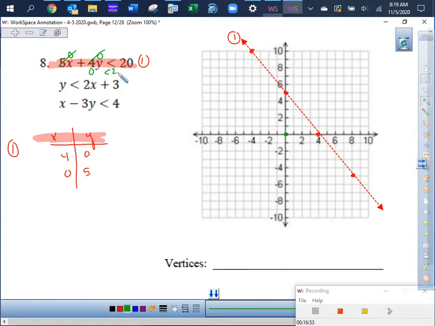And it's asking you if 0 is less than 20. You with me on that? True or false? Is 0 less than 20? That is true. So since it was true, you go look and see where this point was. Is this point above or below? That means you would shade below that line because it was a true thing. Wherever this point is on a true statement, you shade below.